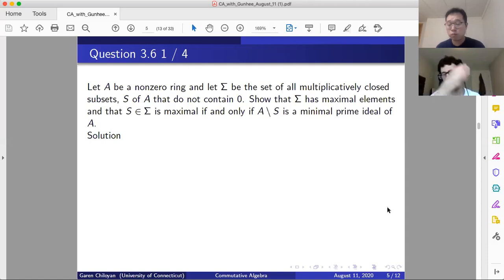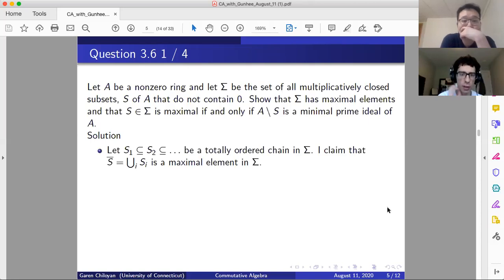So how do we do this? I will first try to show that in this case, we can in fact find maximal elements. This doesn't have anything to do with the proof first, but I just wanted to show you that maximal elements do exist in sigma. So let's take a totally ordered chain in sigma. These sets S_i are multiplicatively closed subsets of a non-zero ring A, which do not contain 0. I claim the union of the elements of the chain is a maximal element in sigma.